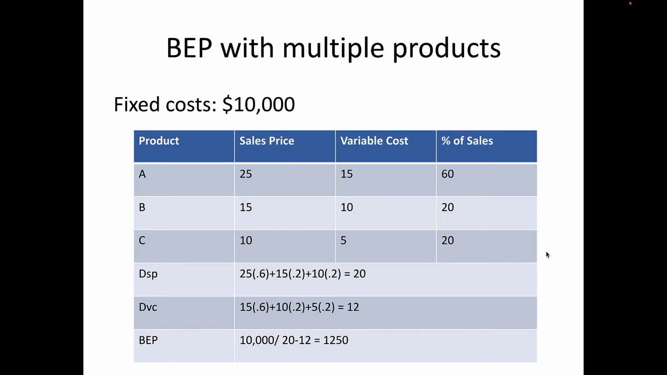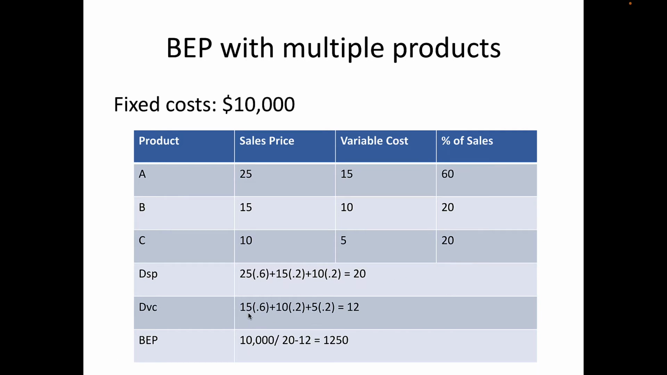What I do is I create product D. In order to do that, I'm calculating my sales price by taking my $25 sales price, multiplying it by that 60% or 0.6, adding product B, $15 multiplied by that 20% or 0.2, plus $10 multiplied by 0.2 or 20%, which gives me a sales price of $20 for that product D, which represents these 3 products in this proportion or this ratio.